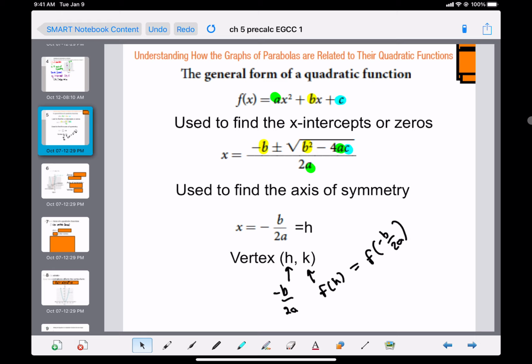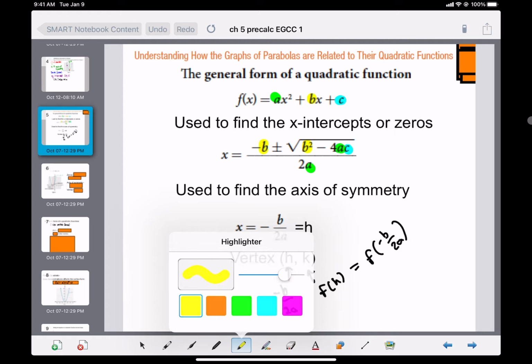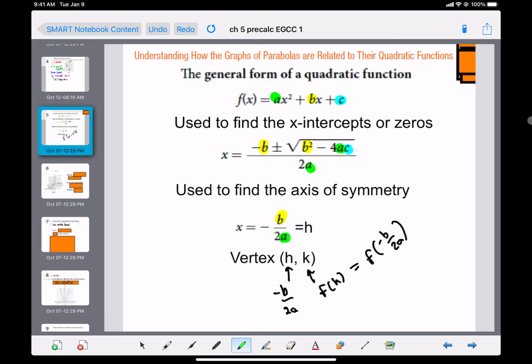These formulas are formulas you need. You need them now. You'll need them if you go into a calculus course. So it's important that you know those values. You can also find the vertex x. You can see it right here. It's kind of the beginning, the front part of the quadratic formula.